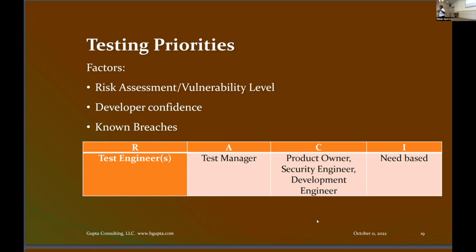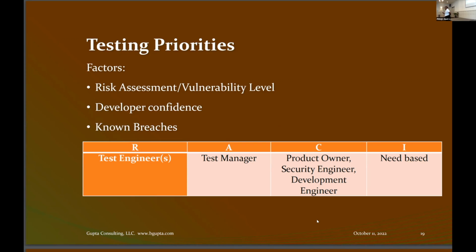OWASP Top 10 is a list of 10 vulnerabilities which are seen very widely. In the OWASP Top 10, SQL injection was the top one, so you want to make sure that SQL injection is taken care of. Okay, so those are the things which you need to understand.